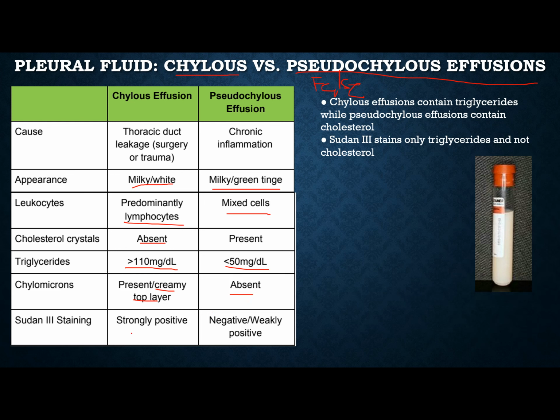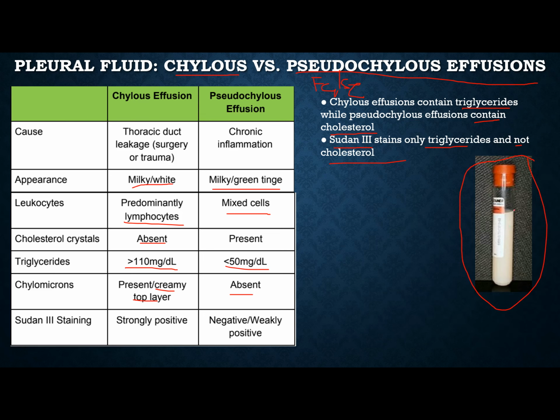Sudan III staining is strongly positive in chylous effusion, and negative or weakly positive in a pseudochylous effusion. Now, chylous effusions class would contain triglycerides, while pseudochylous would contain cholesterol. So do remember that class. Chylous, triglycerides, pseudochylous, cholesterol. So Sudan III would only stain triglycerides and not cholesterol. So this is an example class of a chylous pleural fluid.